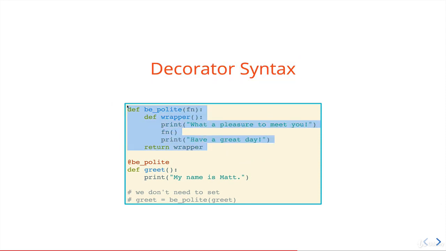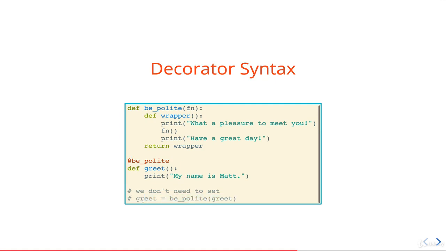We have our 2 functions, they are unchanged. But the difference is that I'm now putting this @be polite, the name of this function, on the line before I'm defining whatever the function is that I want to be wrapped. And Python takes care of the rest. I don't have to do this anymore. It automatically does this. So whenever I call greet, it's basically the same as me having a variable called greet. Well, it is the same, which is the result of calling be polite with greet and that wrapper function that's returned. Instead, we just have to write this.